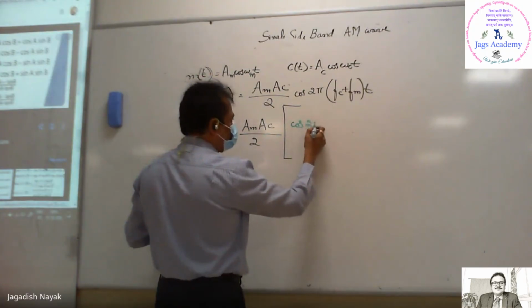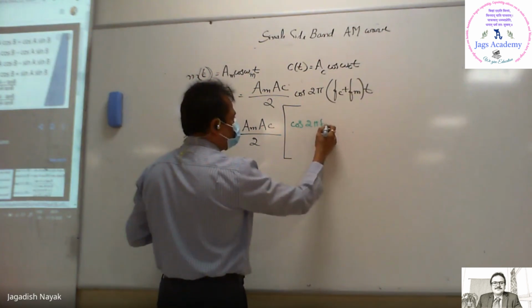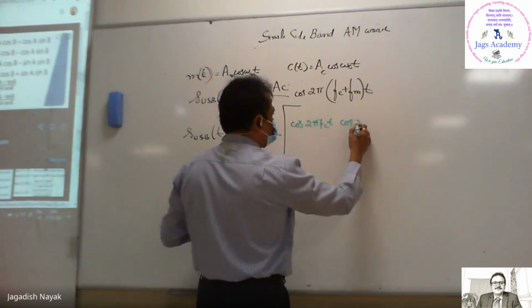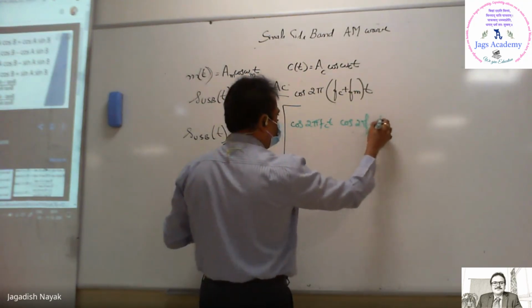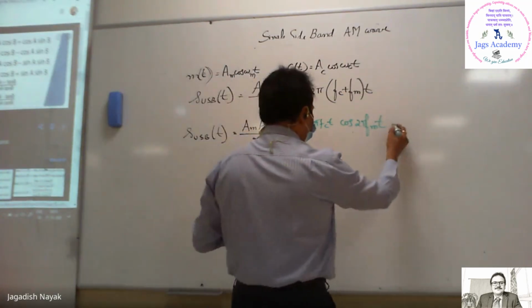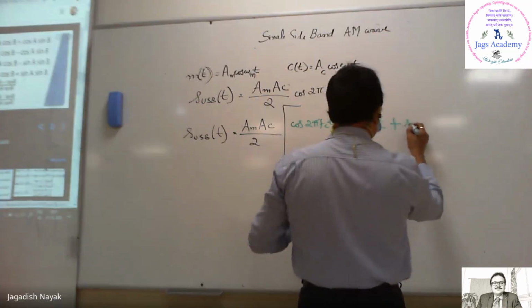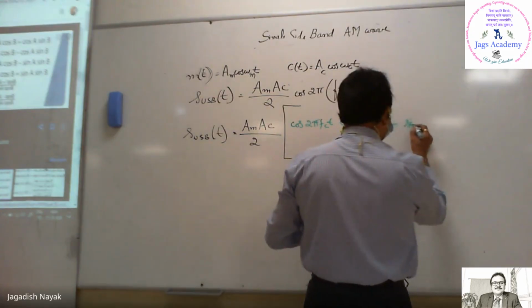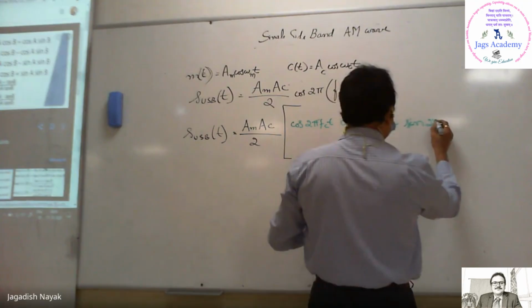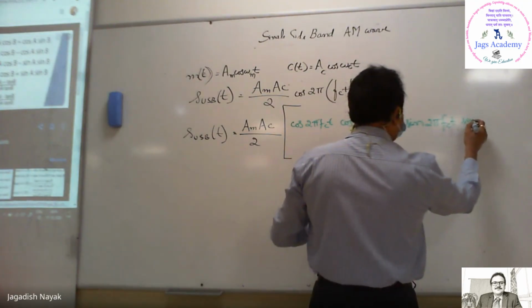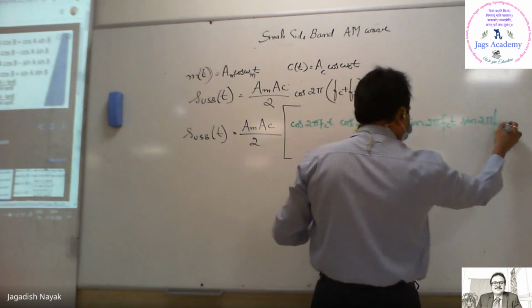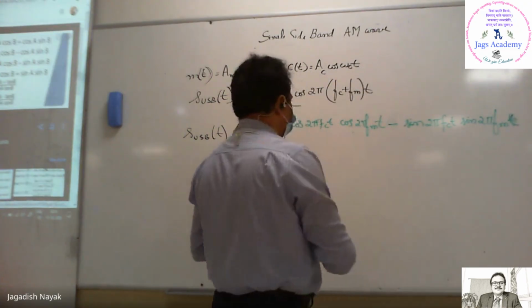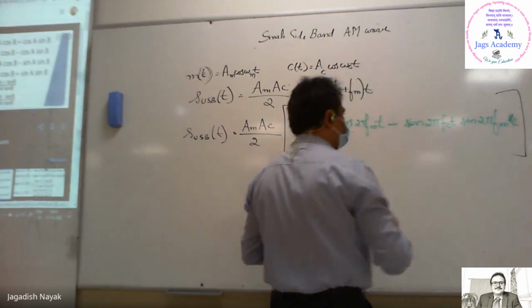Cos 2 pi fct, cos 2 pi fmt, yes or no? Right? Then plus here, plus or minus? Yeah, minus, exactly. Sorry. Minus sin 2 pi fct sin 2 pi fmt. Fine.